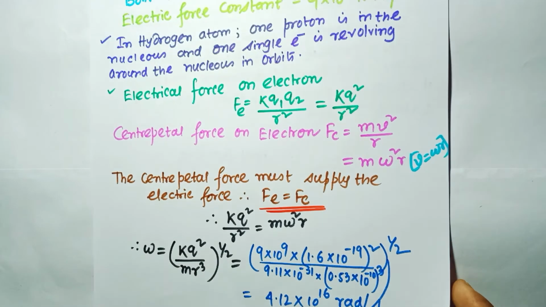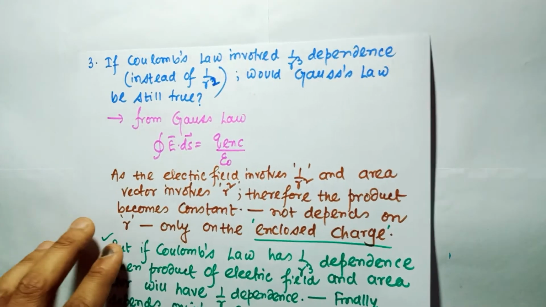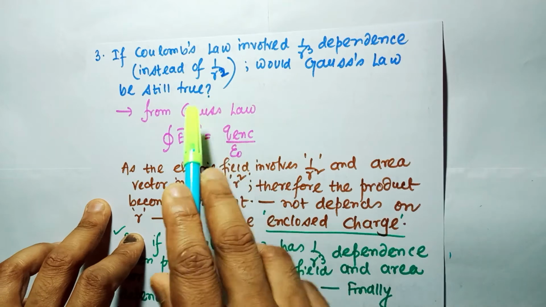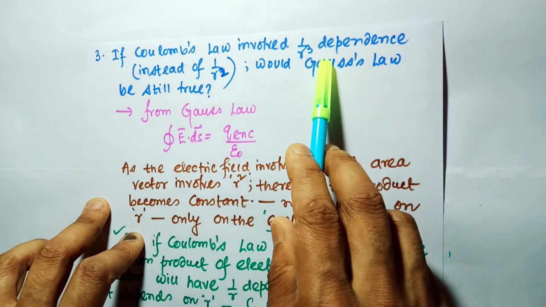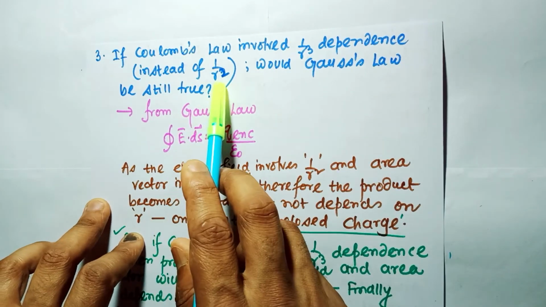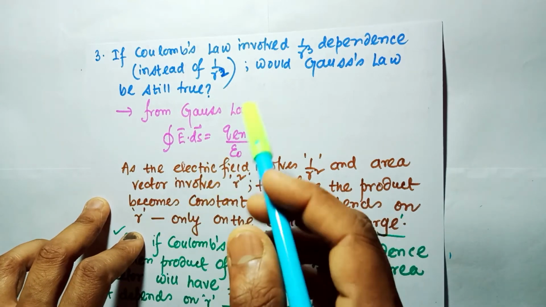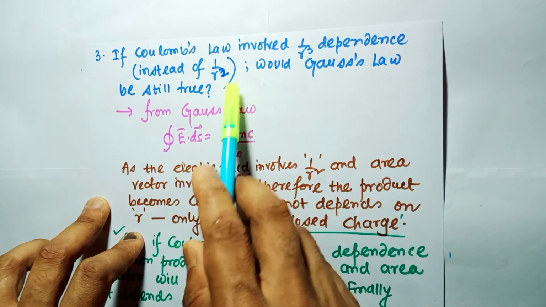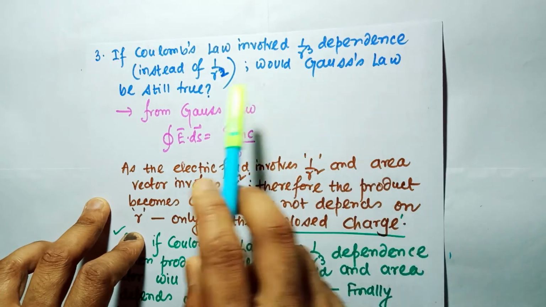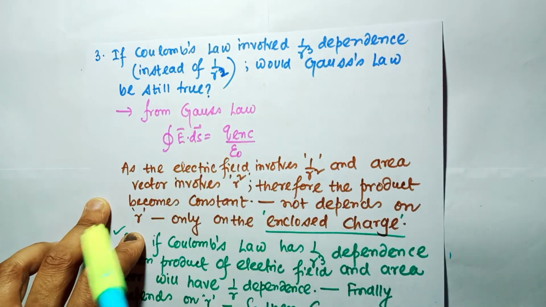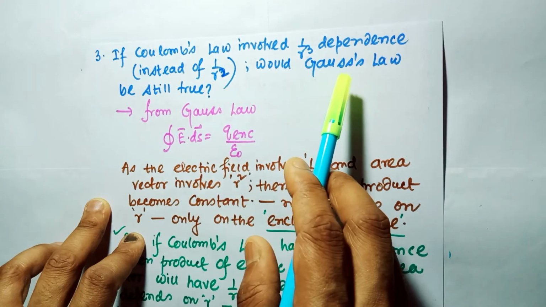So this is the value of the omega. Our next problem: if Coulomb's law involved 1 by r cube dependence instead of 1 by r square, as we all know for point charges the force between two point charges depends on 1 by r square, would Gauss's law still be true? I need to show whether Gauss's law is still valid.